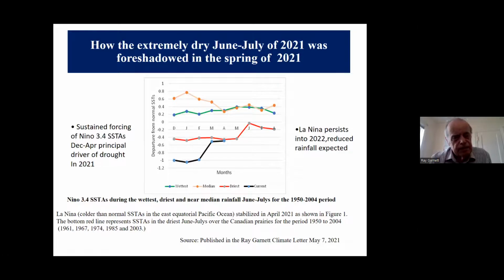And La Nina is persisting. We've had it for 2 years now. It looks like it's going to persist into the summer of 22. So if I do it for 22, it looks very much like last year. In other words, reduced June-July rainfall. And so I say that we are drought prone once again in 2022 because we're essentially in a drought cycle, as far as I can see, 2021, 2022. As long as La Nina is on the go, we are drought prone on the Canadian prairies. Next slide.